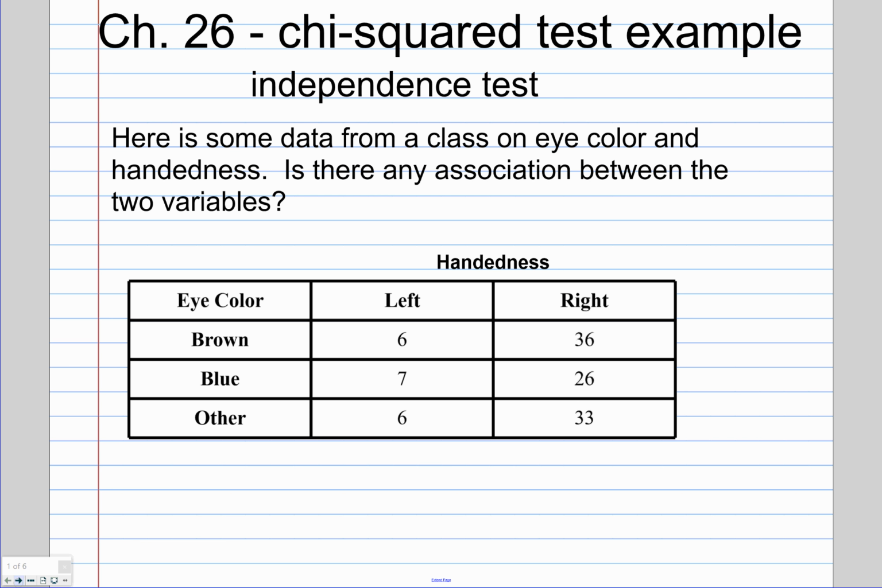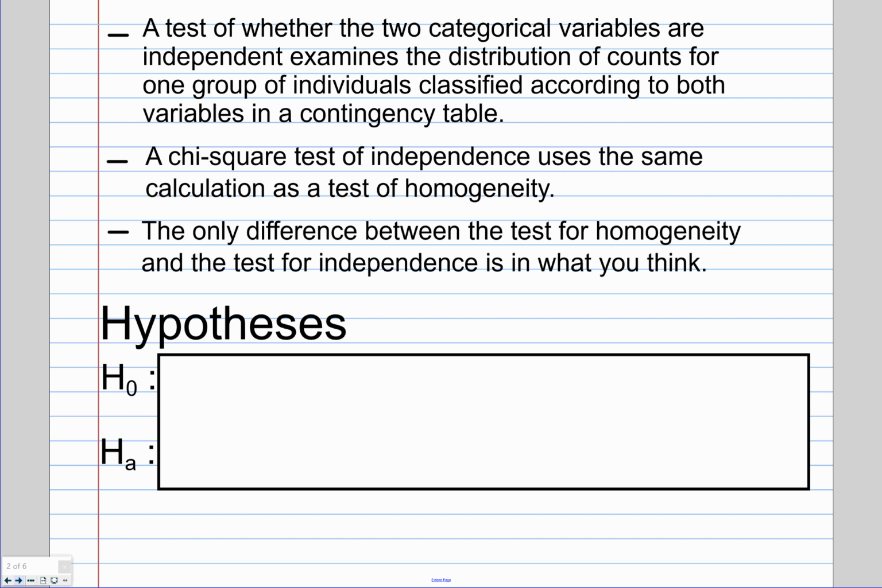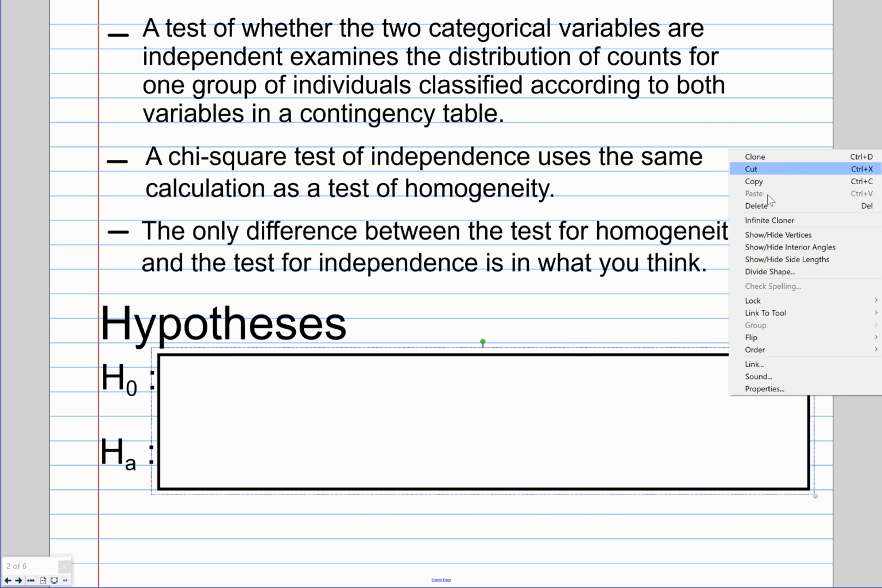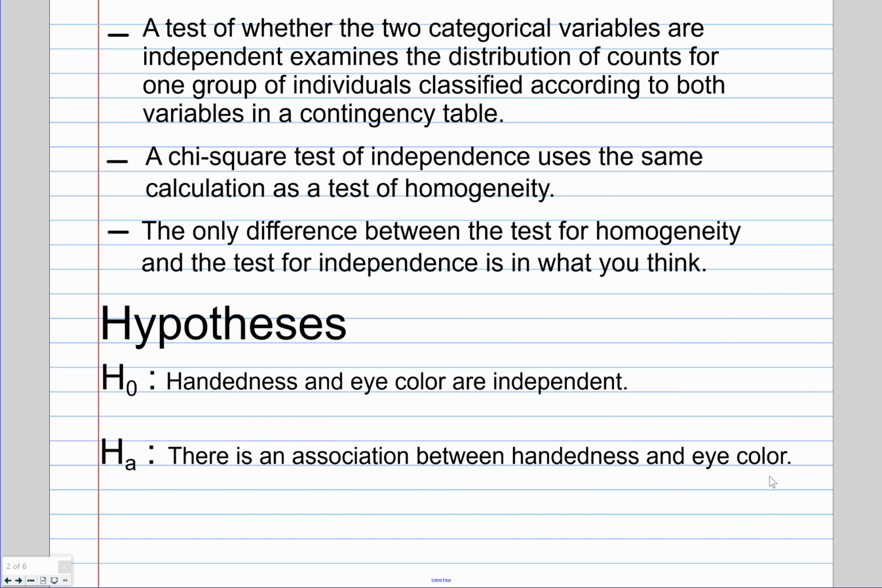And we're asking ourselves, are they independent or is there a relationship between the two? So let's look at the null hypothesis. The null hypothesis is that there's no relationship, or in other words, that they are independent. So that's always the null. Make sure you put it into context: handedness and eye color are independent.